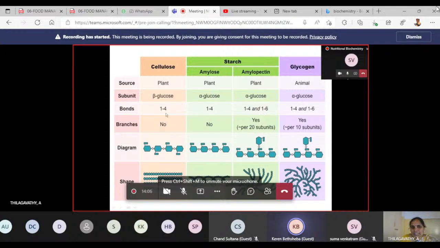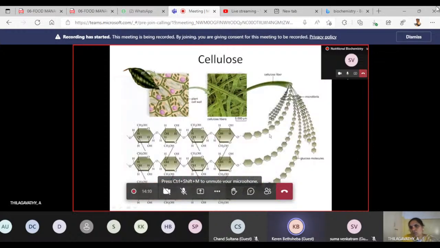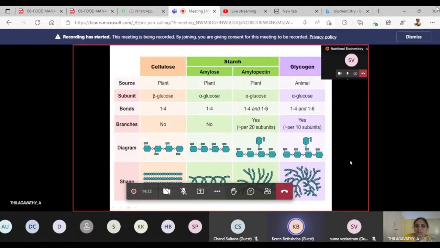Beta 1,4 linkage, and they are linear structure, no branching. They just form a straight chain. This is the property of cellulose. When we talk about starch, it functions in plants as a storage polysaccharide.